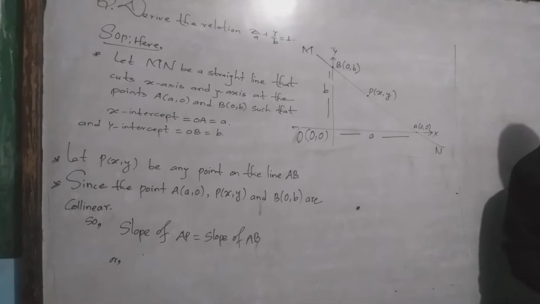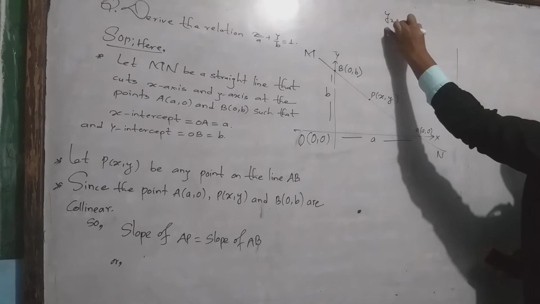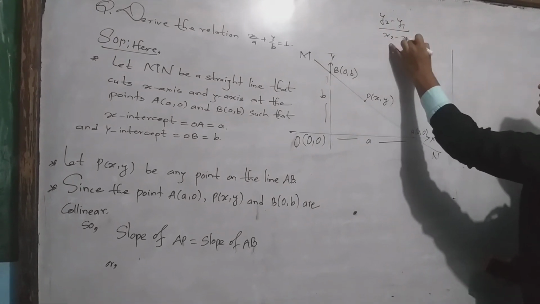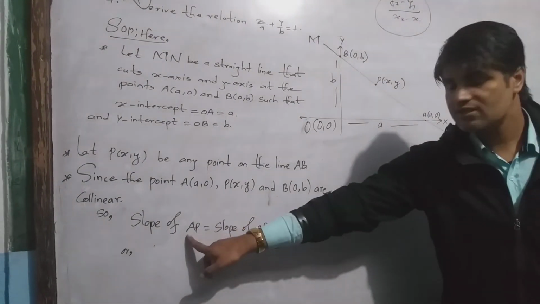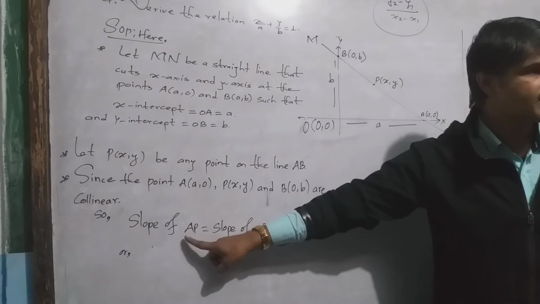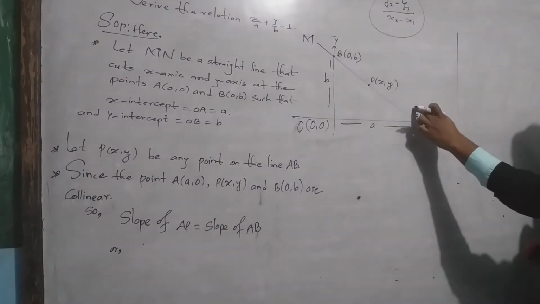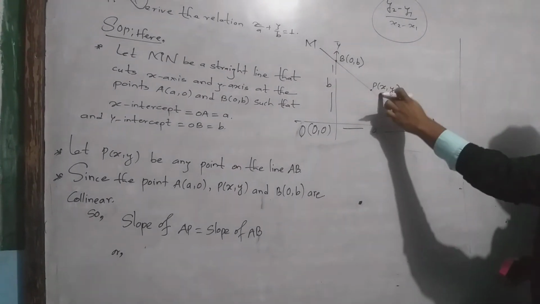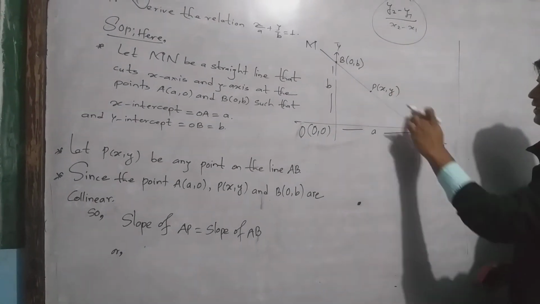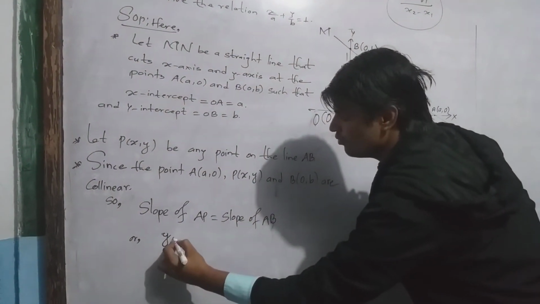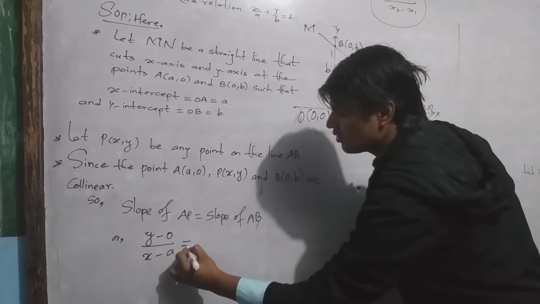Now what is the formula to find the slope of a line when two points are given? It is y2 minus y1 upon x2 minus x1. This is the formula to calculate the slope. Always suppose the first point as (x1, y1) and the second point as (x2, y2). Now, this point A is (x1, y1) and point P is (x2, y2). So what is the slope of line AP? It is y2 minus y1 upon x2 minus x1. Do you get it or not?